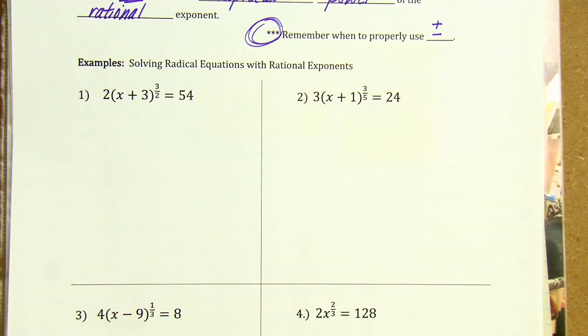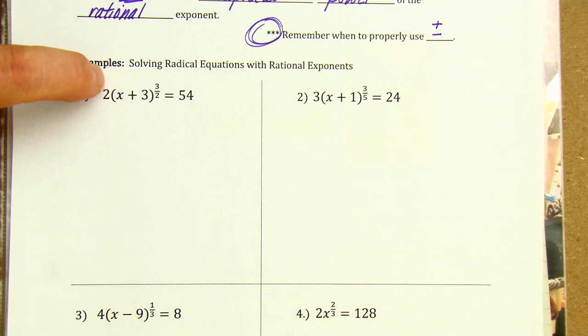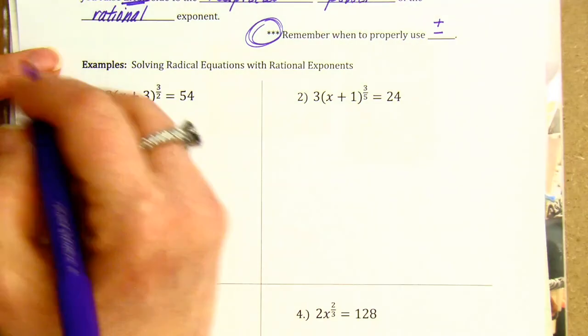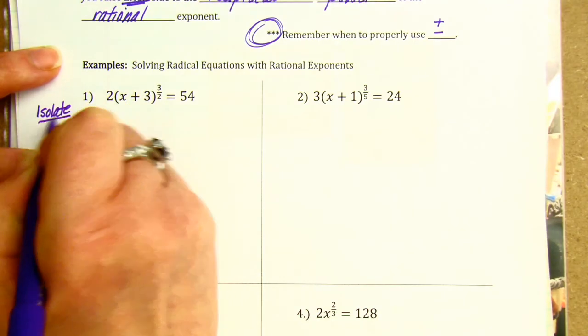In other words, if I look at example 1, there's a 2 in front of my quantity being raised to the 3/2 power. The 2 is not being raised to that power. If it was, it would be in here with it in parentheses or brackets or some kind of grouping symbol. So the only thing being raised to the 3/2 power is the quantity x plus 3. You must remove the 2. So always remember that you have to isolate it first.